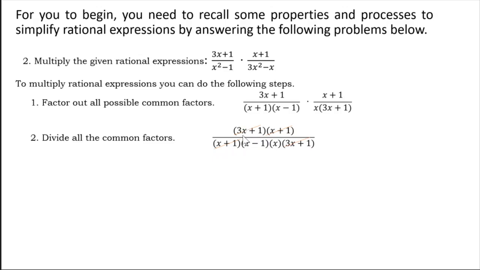So it becomes 1. So 1 times 1 equals 1. Then 1 times x minus 1, so it becomes x minus 1. Then x times 1, it becomes x. So this is it: 1 over x times quantity x minus 1.